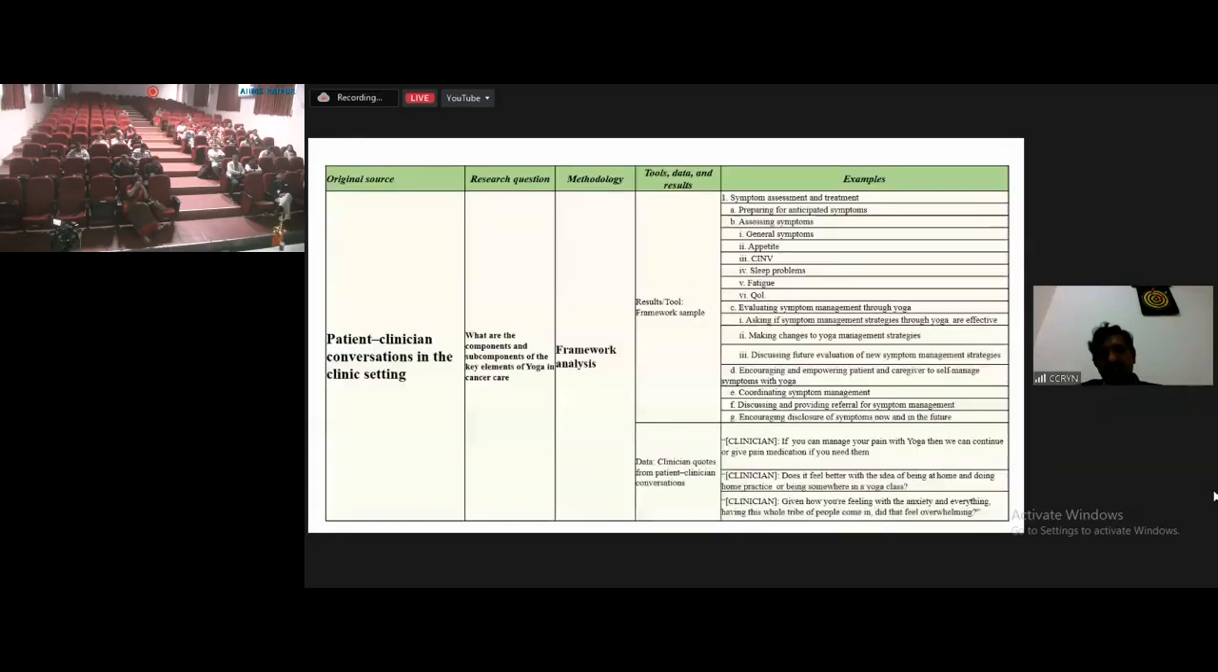Then you have patient-clinician conversations in a clinical setting, which is called framework analysis. Here you build up symptoms, what symptoms are there, quality of life, symptom management, so yoga is there. Because you have a patient and caregiver to self-manage symptoms with yoga, you break all these into different sections, to see how much of these are really answered in the interview process.